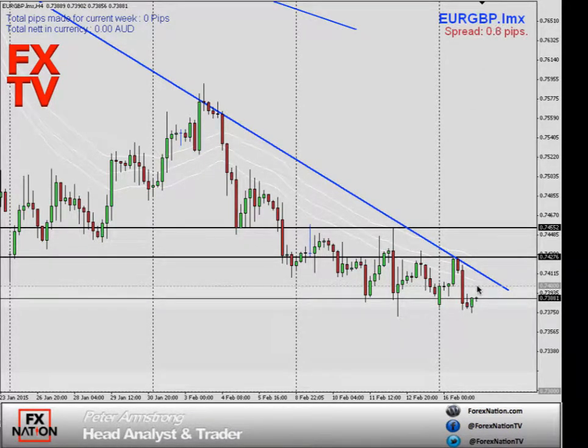It possibly could bounce up here and test the 74-cent region, and then we could get some good UK data, and then we could start seeing a little bit of a sell-off for some pips to be had. So that's one for you to watch and keep an eye out. So hopefully that's given you an indication on what's happening on the charts.